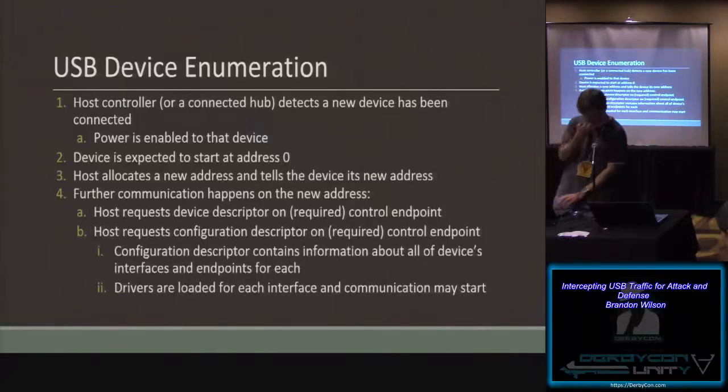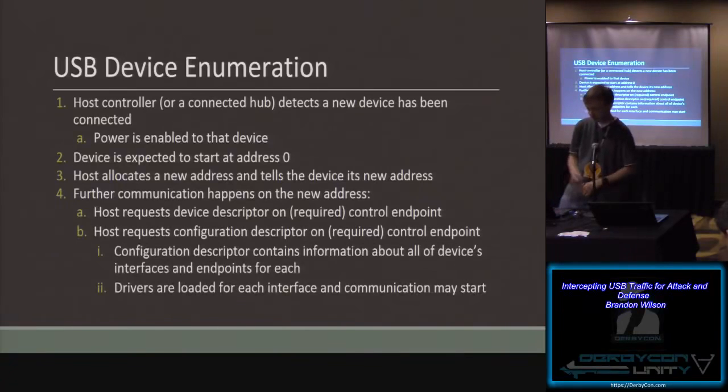So what happens when you plug in a USB device? Well, the host or a connected hub, whatever you plugged it into, detects a new device has been connected. The host then enables power to that device at its location by the host controller driver, and that device is expected to start at the default address, which is address 0. Since the host just enabled power to the port, it believes it can communicate with the device on address 0, assuming that nothing else would be on address 0 anymore. So it allocates a new address and tells the device what its new address is, for example 1, 2, 3, 4, 5. The host then assumes that further communication will happen on that new address.